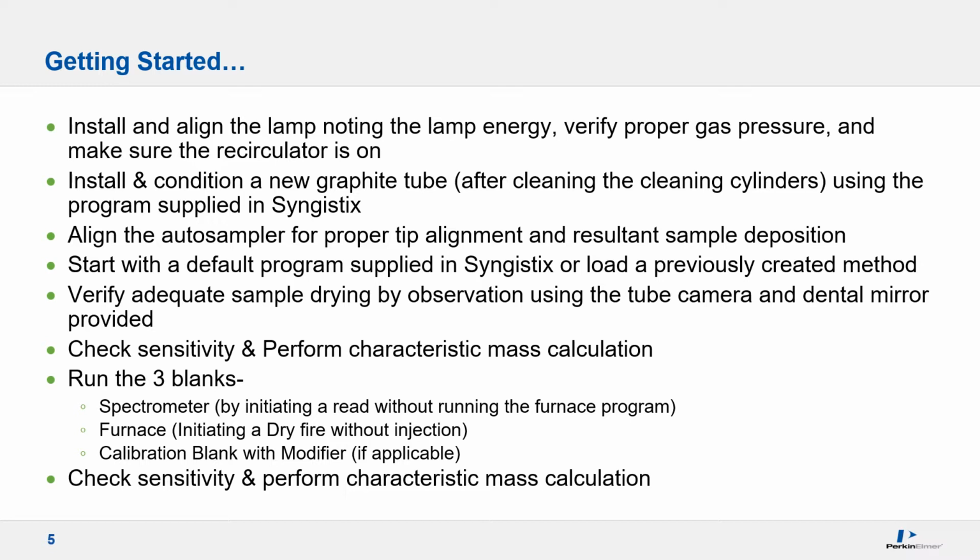There are default programs available that include the recommended wavelength and slit, temperatures for charring and atomization, sensitivity, approximate linear range, and the type and amount of matrix modifier, designed to provide a reasonable starting point for the analyst. Next, we proceed to the three blanks. Then confirm the accuracy of a standard and verify adequate lamp performance by checking the sensitivity and calculating the characteristic mass value. I cannot stress the importance and value associated with investing the time to work through this process consistently and systematically.